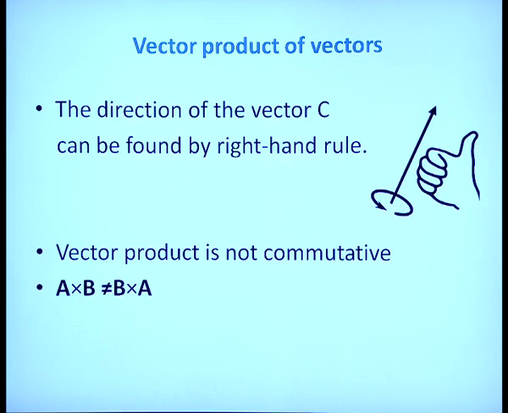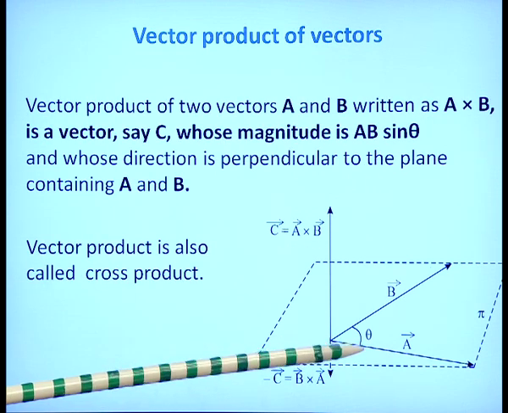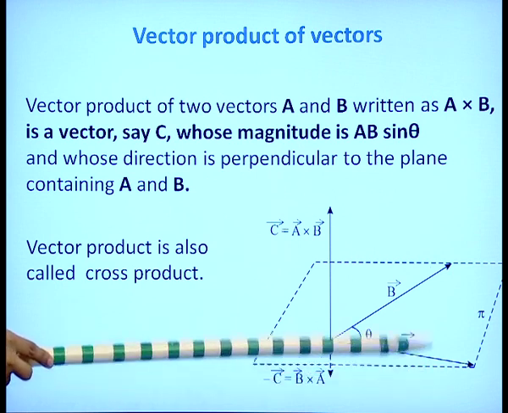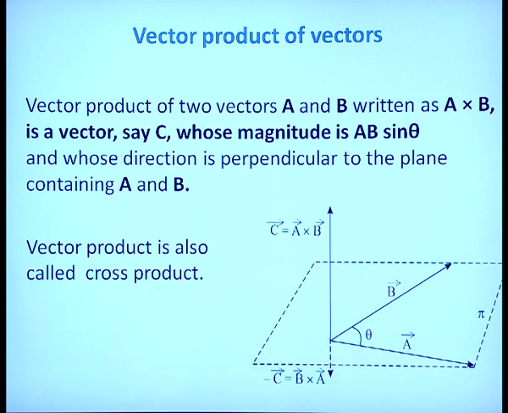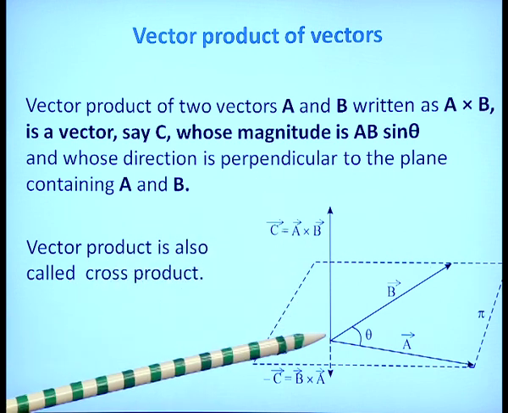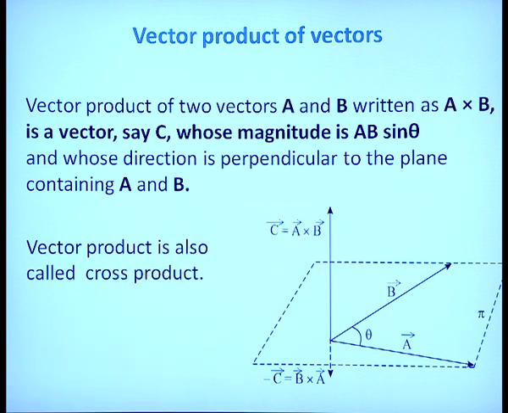What is right hand rule? Right hand rule is, if we curl the fingers of our right hand in the direction from A to B, then the direction of thumb gives the direction of the resultant vector C. Here, if we are taking A cross B, then A to B is in anti-clockwise direction. If we curl our fingers from A to B in anti-clockwise direction, then the direction of the thumb will be in upward direction. So, the direction of vector C will be upward.